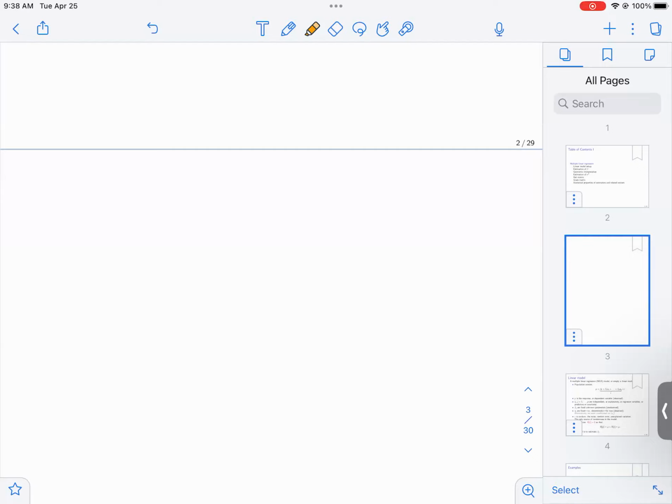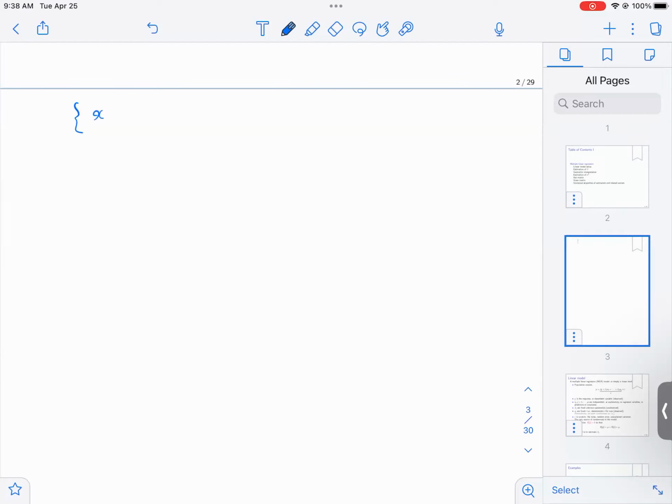Okay, so if you want to make it a little bit more precise, what do we mean by fitting the model? So what is the data actually? What kind of data do we have? Okay, so there are independent and dependent variables. That's usually the name that people use.